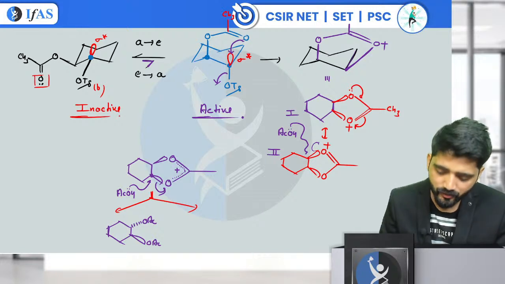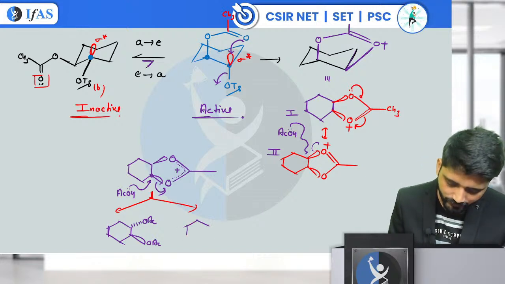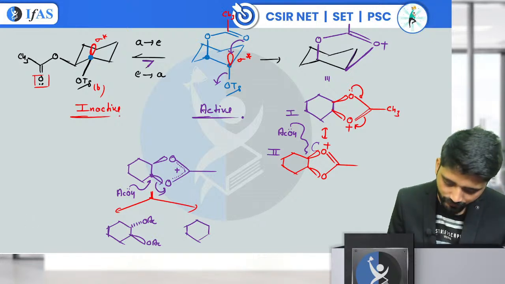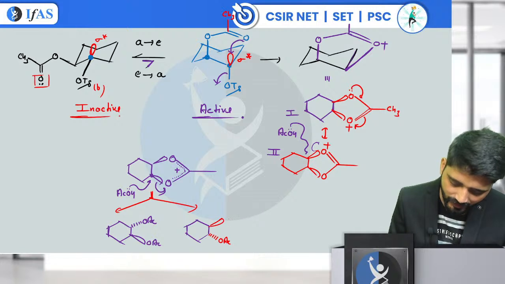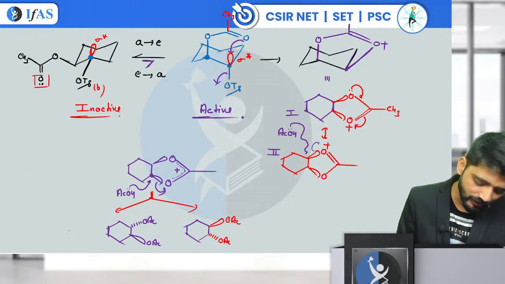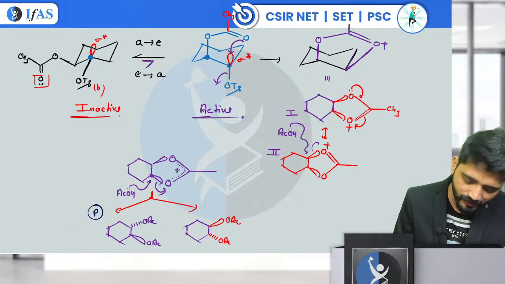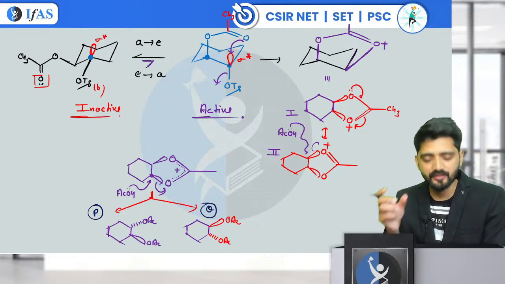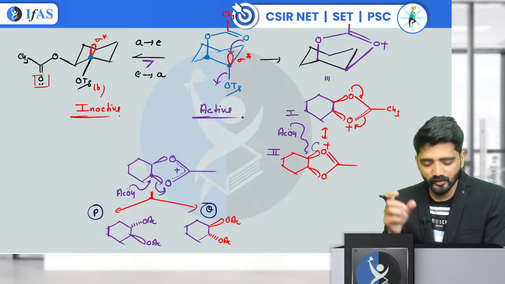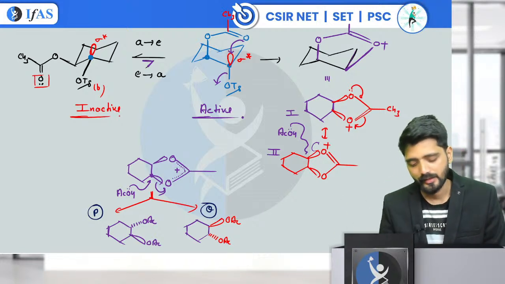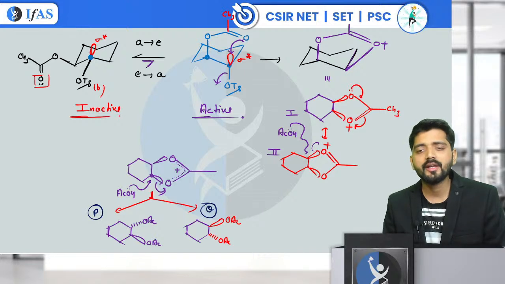Okay, and if I draw the product from the first form, the attack will take place from the bottom structure, or I can say from the bottom center. So below the plane OAc will be at this center and above the plane OAc will be at this center. So there are two products which we are observing. First is our P and second is our Q. Are you able to digest that? Yes, the products are going to look like this.